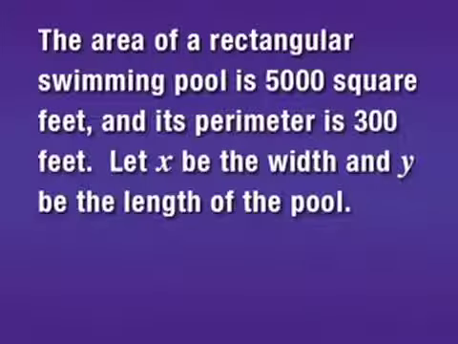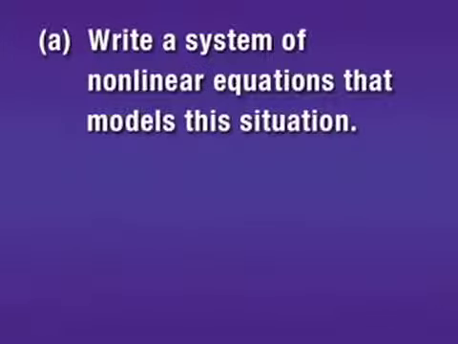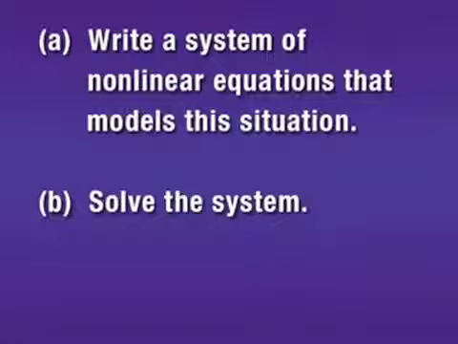The area of a rectangular swimming pool is 5,000 square feet, and its perimeter is 300 feet. Let x be the width and y be the length of the pool. A. Write a system of nonlinear equations that models this situation. B. Solve the system.